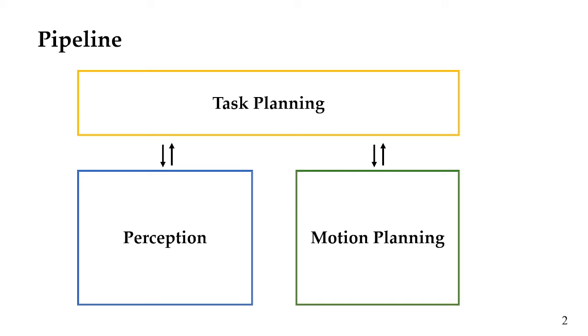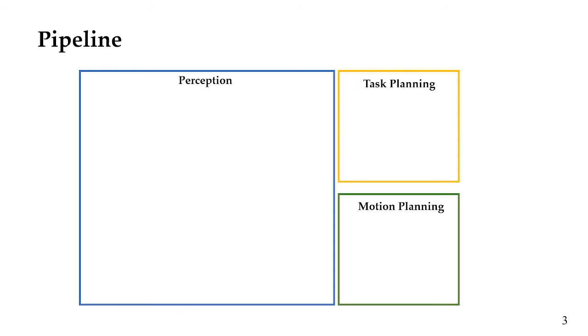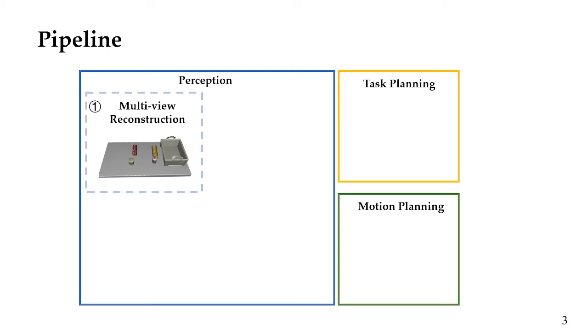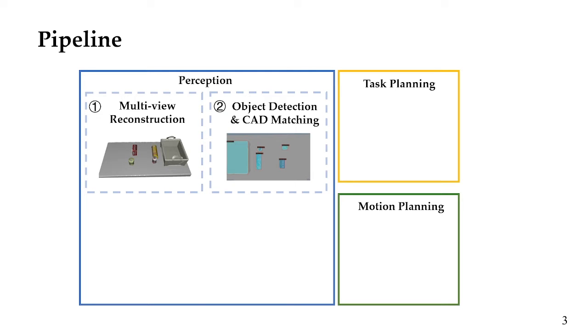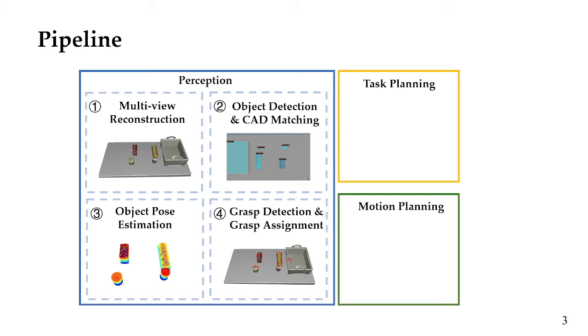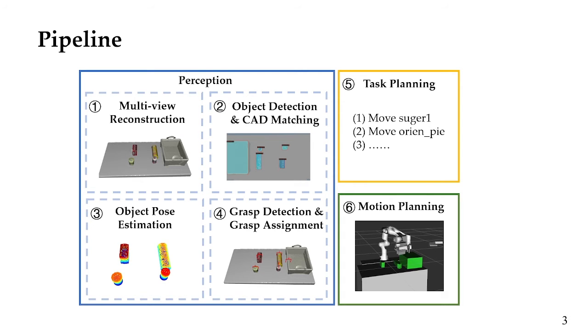Our solution can be divided into three parts: task planning, perception, and motion planning. Specifically, the perception part will output the 6 degree-of-freedom poses and grasp poses for each object. It includes 4 parts: multi-view reconstruction, object detection and 3D matching, object pose estimation, and grasp detection and grasp assignment. Then, we do task planning to get the move order of the objects. At last, we do motion planning for the robot arm.